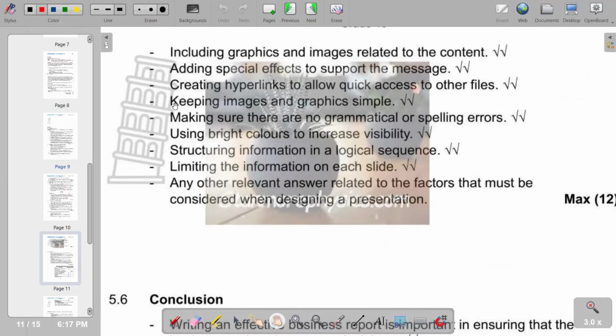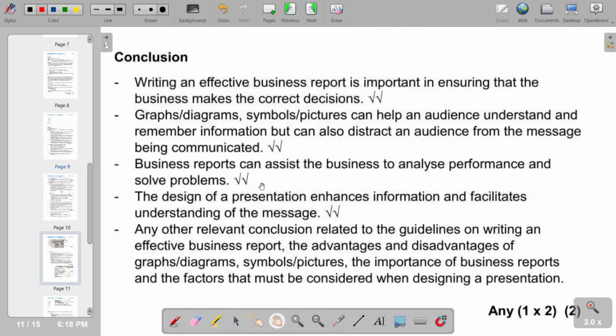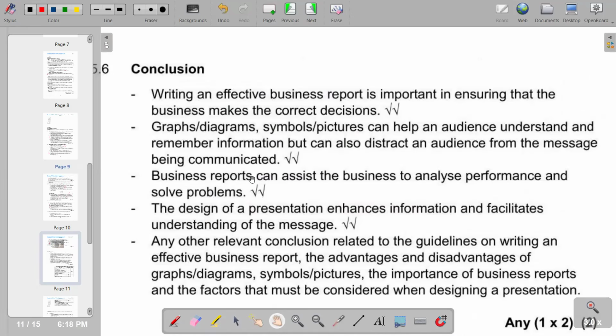And then we have a continuation of those factors, including graphics and images related to the content, adding special effects to support the message. So these are some of the points that you can also include. And finally, you're supposed to end with your conclusion. So this is a typical conclusion that you can come up with in terms of this essay in question.